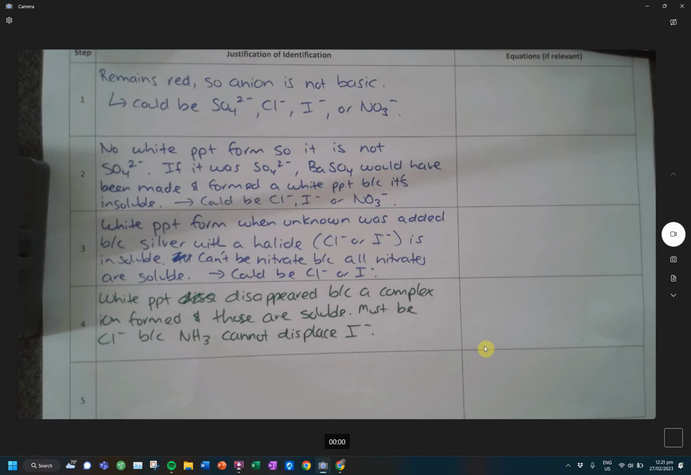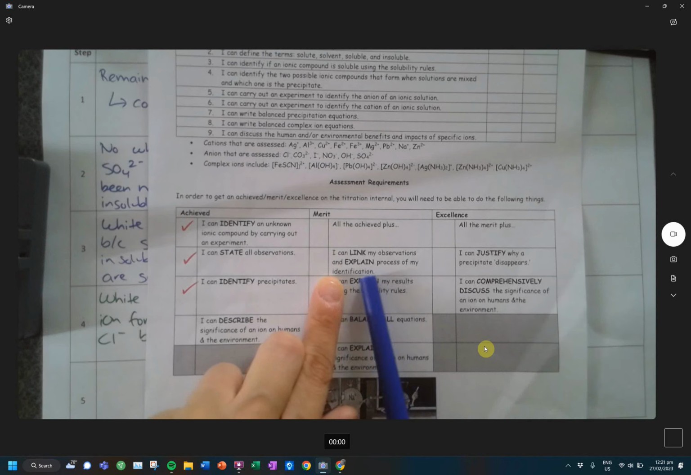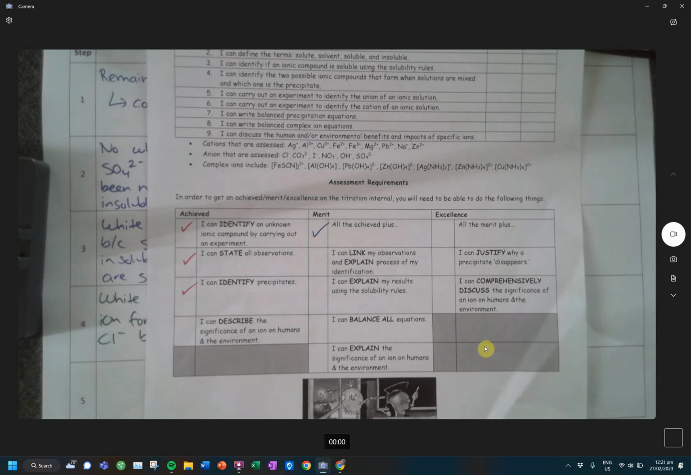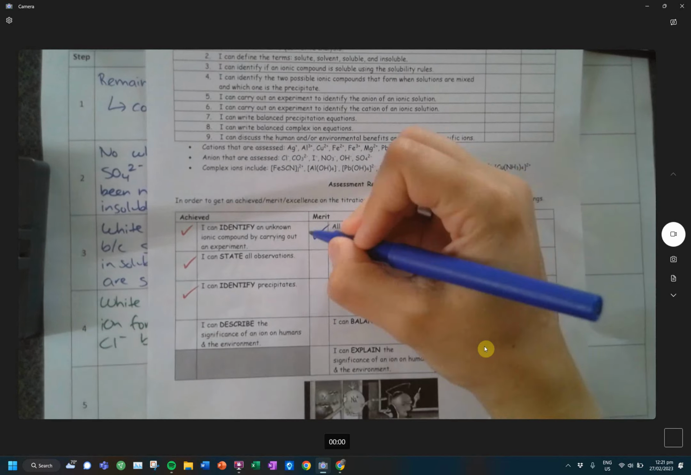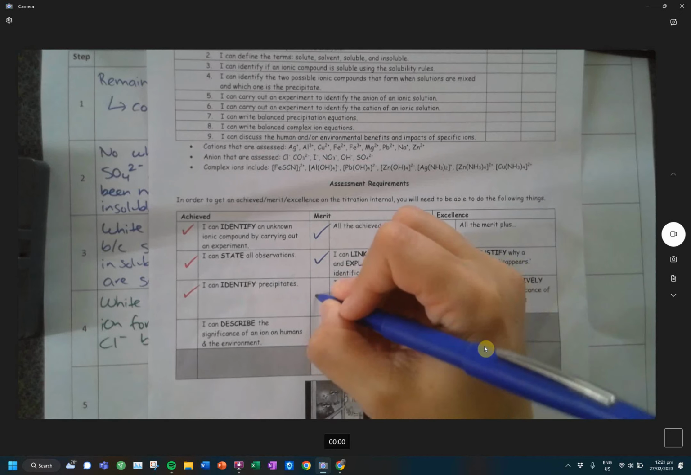All right. So, when I'm looking at that merit requirement, can I link my observations and explain the process? That is what that backside is doing. So I've ticked that off. Oops, sorry, that's the achieve requirements. That's the merit requirements. The next thing I need to do is explain my results using solubility rules. Have I done that in my justifications? Yes, I have, so I can tick that off.